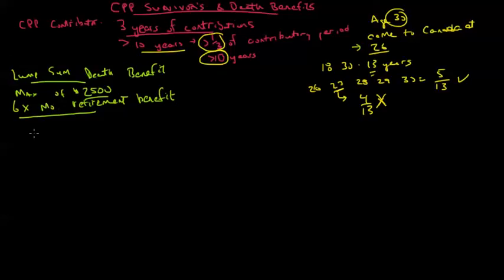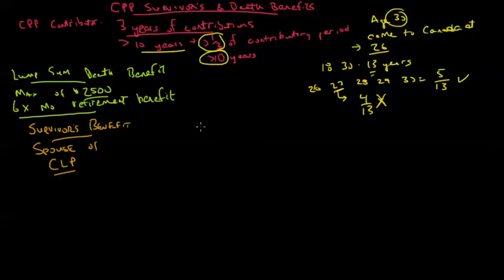So then we have the survivor's benefit. The survivor's benefit is a little bit more complex. Not everybody gets it. This is for the spouse of a deceased CPP contributor. This is a spouse or common law partner, and we're using the federal definition of a common law partner here, which is that they've lived together for more than 12 months in a conjugal relationship, or they're living together in a conjugal relationship and raising a child together.